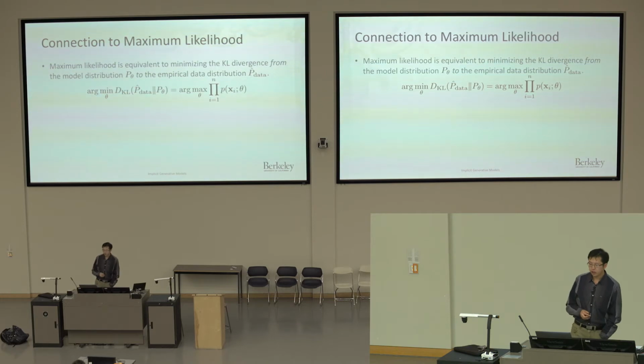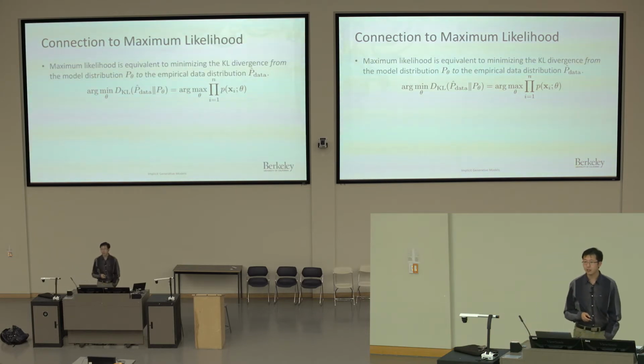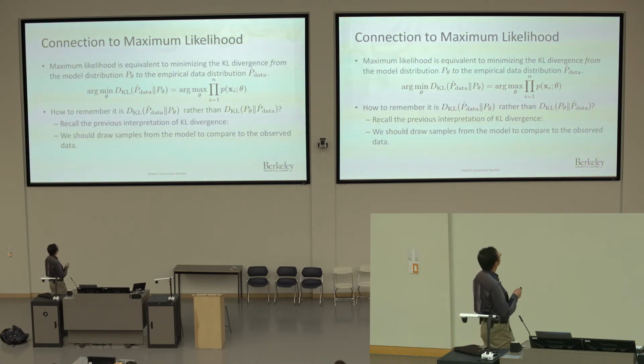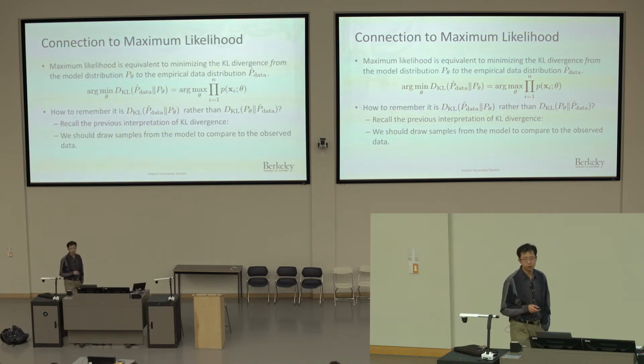Okay, and there's a connection, of course, between maximum likelihood and the KL divergence. Maximum likelihood is equivalent to minimizing the KL divergence from the model distribution to the empirical data distribution. This is essentially what it says here in this equation. So how do we remember the direction? How do we remember that it's the KL from the model to the empirical data distribution rather than the other way around? If we recall the previous interpretation of the KL divergence, we're always drawing samples from the model. We should never be drawing samples from the empirical data distribution, because that doesn't make much sense. We should be drawing samples from the model and then we can compare the distribution of the samples to the data that we actually observe.